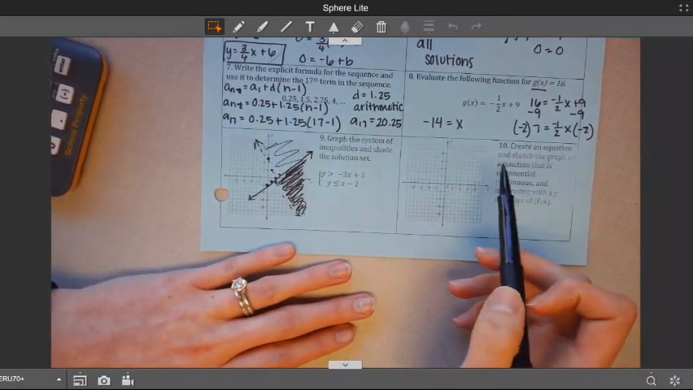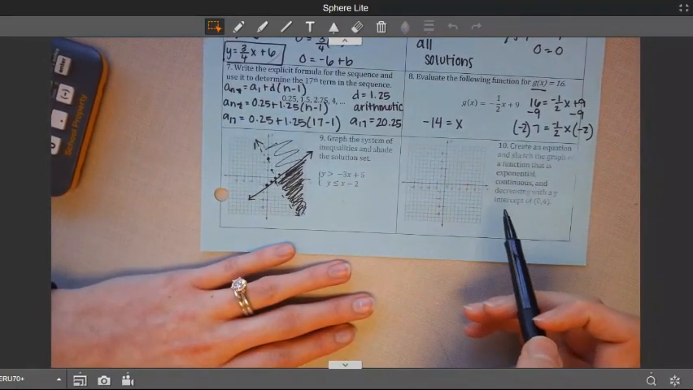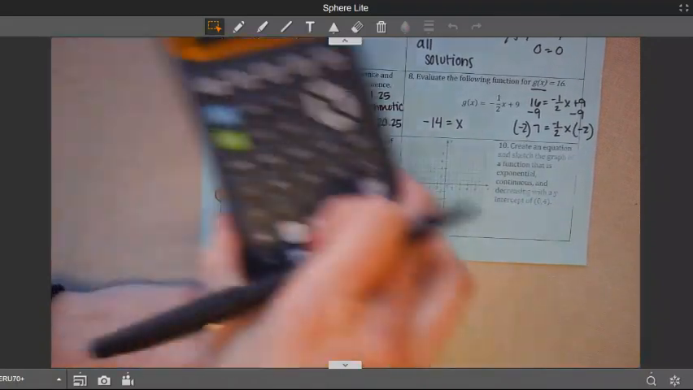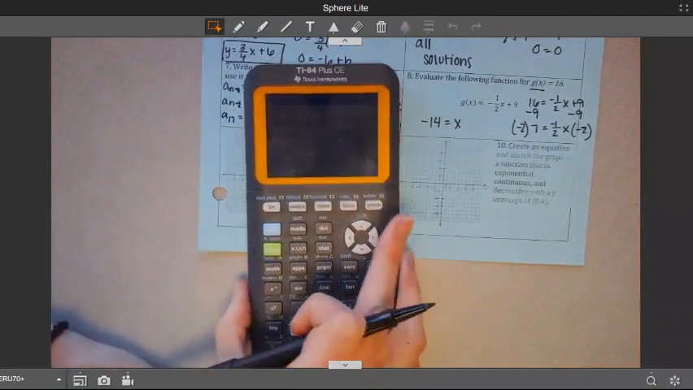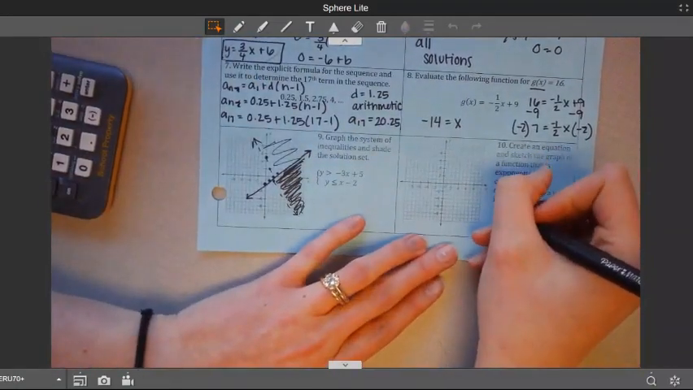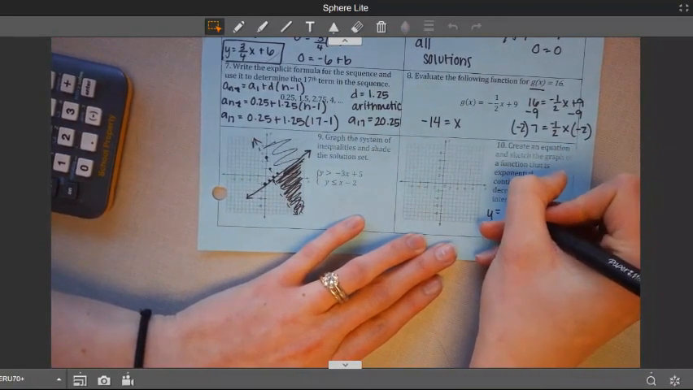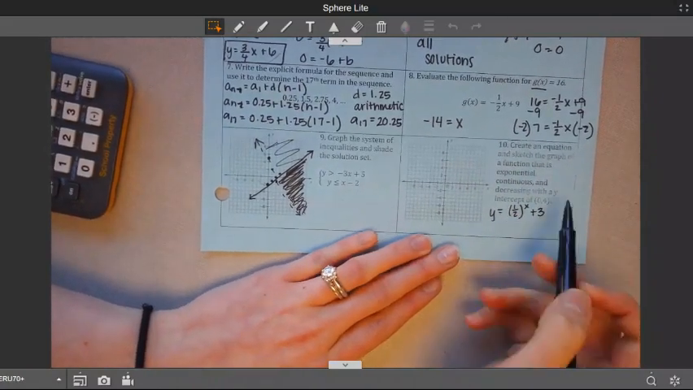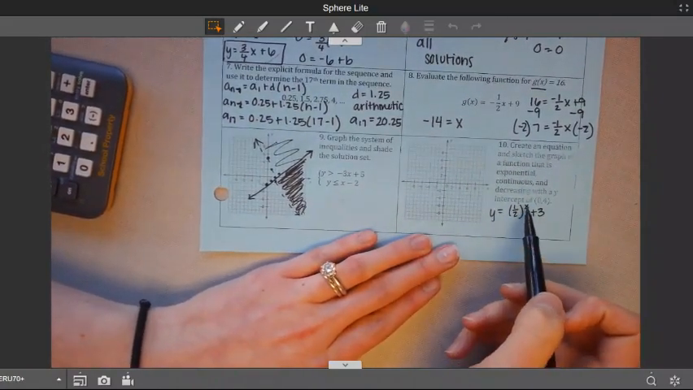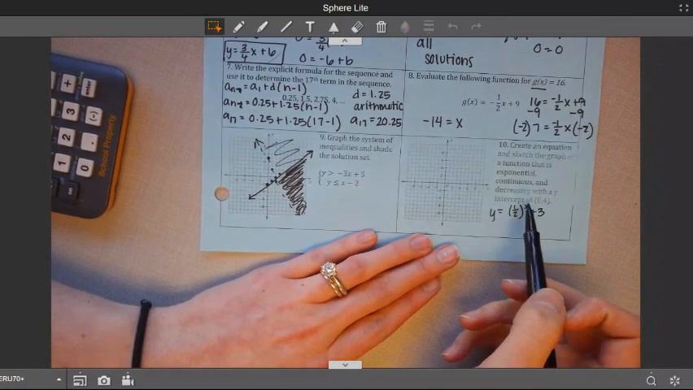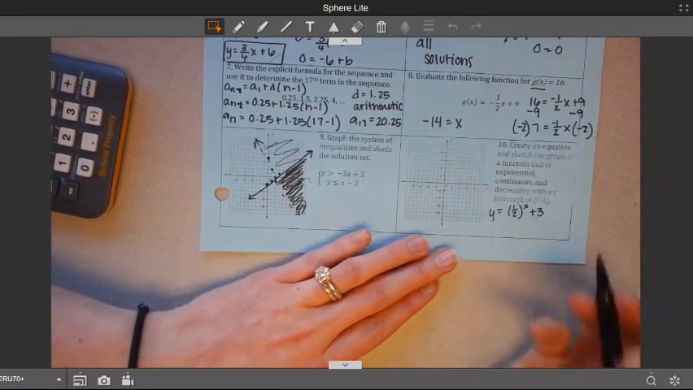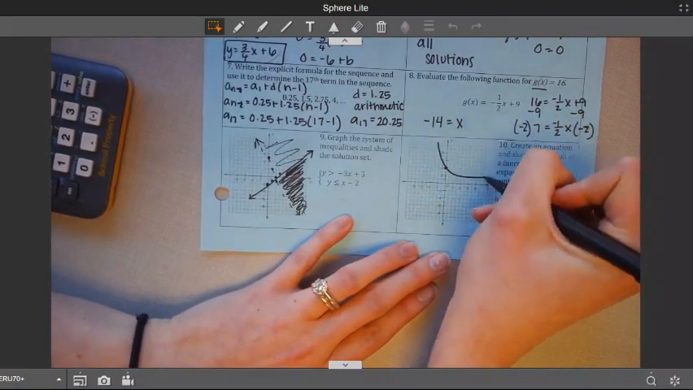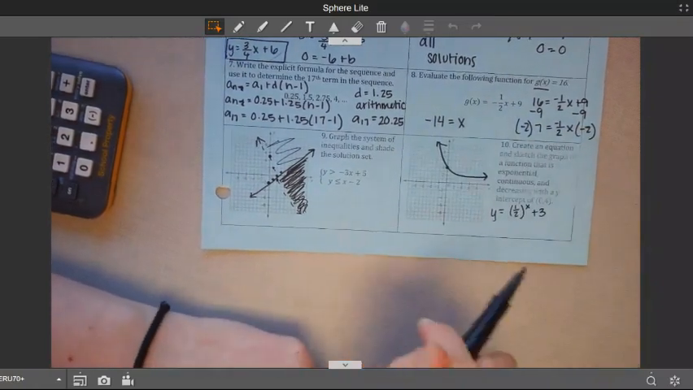Number 10, create an equation and sketch a graph of a function that is exponential, continuous, and decreasing with a y-intercept of (0, 4). There are lots of options for how to do this. Personally, I would just type it in the calculator and graph it and decide which one makes sense. So I'm going to say y is equal to, let's do (1/2)^x plus 3. I know that this is going to have a y-intercept of 4 because if I put in 0 for x, anything raised to the 0 power is 1. 1 plus 3 is 4. So I know I've got a y-intercept of 4. It's going to be decreasing, something along those lines.